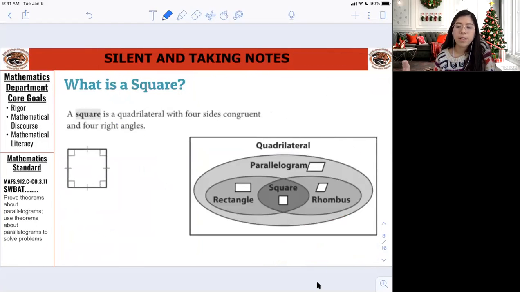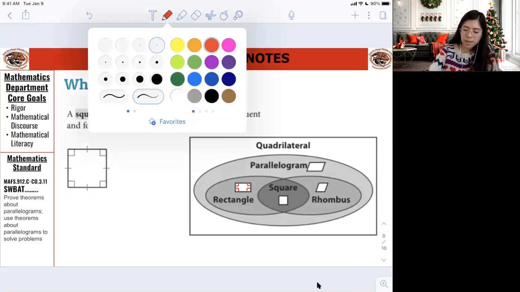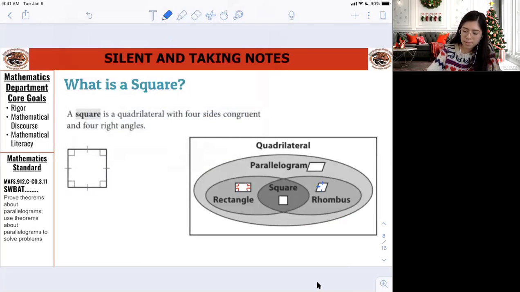I don't think we'll get to everything, that's okay. But here's the very important one that I wanted to get to. So finally, we have a square. A square is a quadrilateral with 4 sides congruent and 4 right angles. So basically a square, if you look at this little diagram, is the combination of a rectangle and a rhombus. Because if you remember, a rectangle has 4 right angles and a rhombus has 4 equal sides. So when you put that together, you get something with 4 equal sides and 4 right angles.